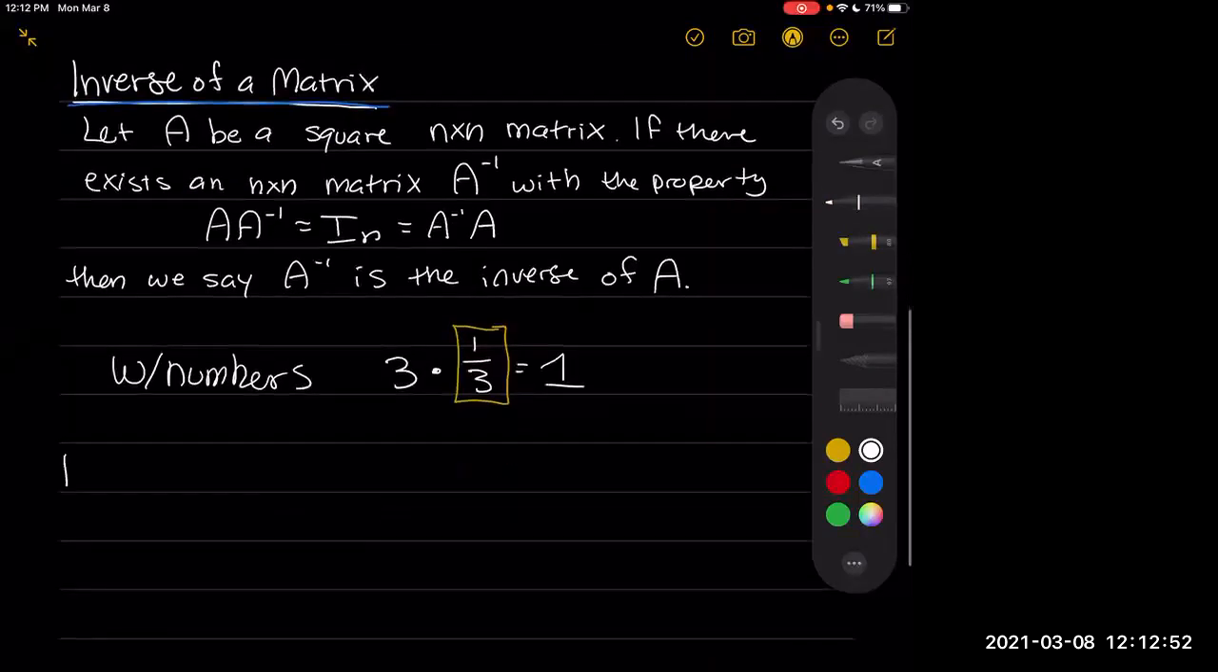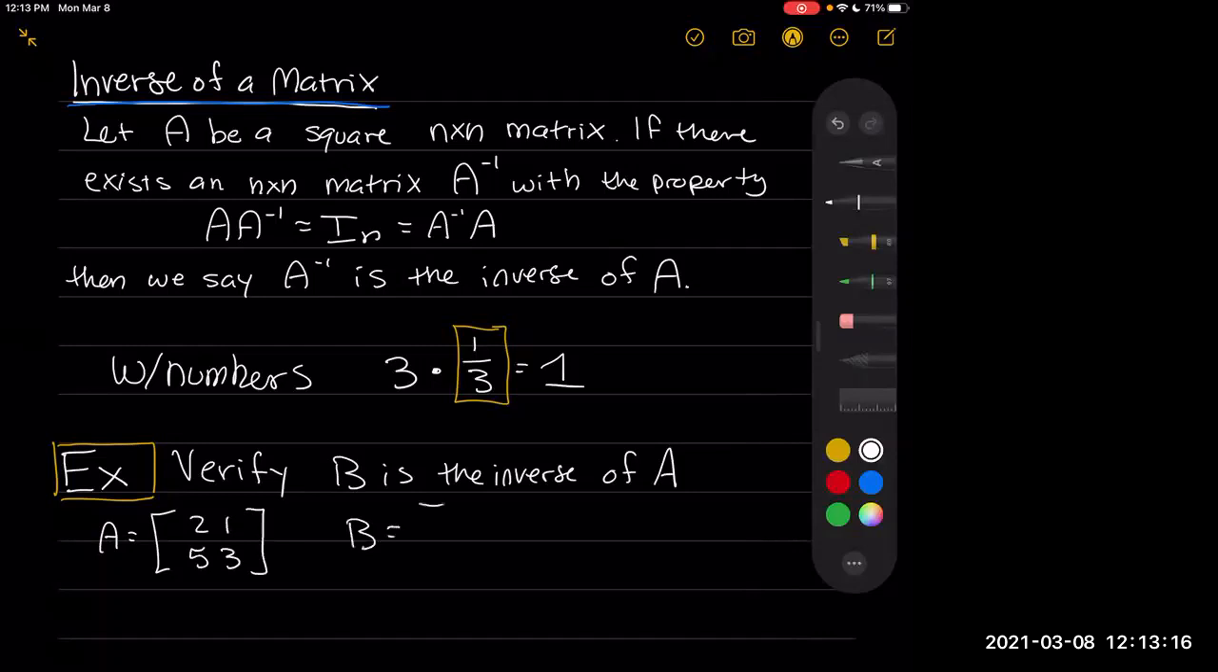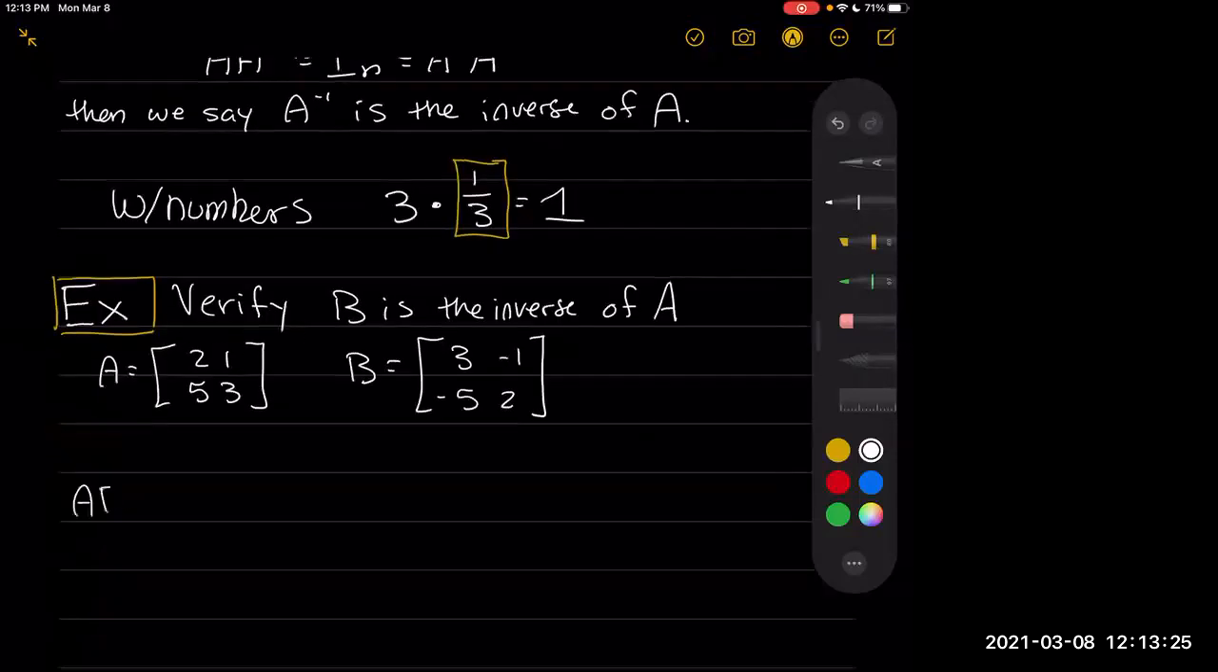So if we do an example, we're going to verify B is the inverse of A. So where A is 2, 1, 5, 3, and B is 3, -1, -5, 2. Okay, so first we're going to look at AB. So this is going to be 2, 1, 5, 3 times 3, -1, -5, 2.